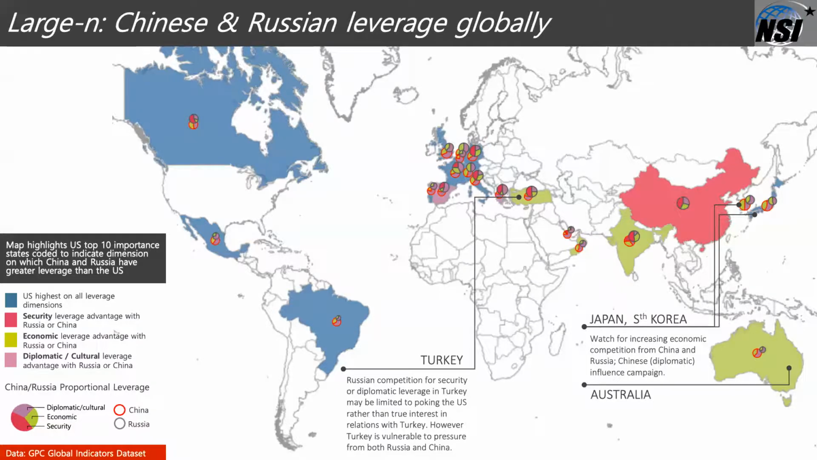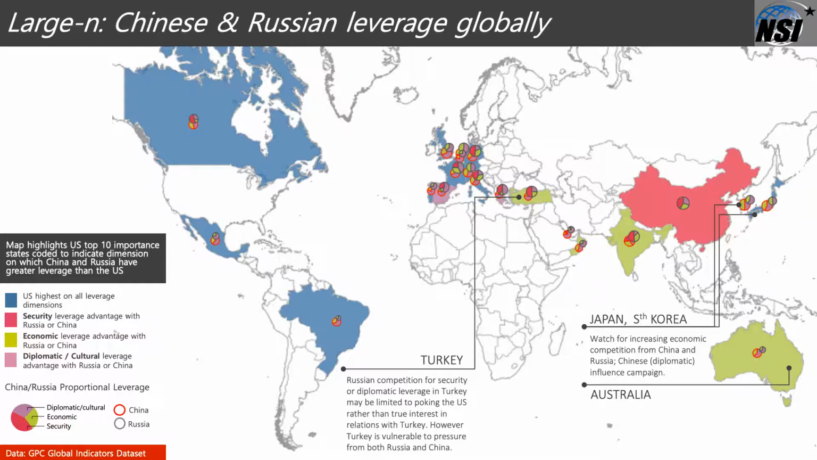Finally, China's economic and diplomatic cultural leverage over close US allies in the Asia-Pacific reflects the wider pattern of dual dependency that challenges US interests in strengthening its alliances and partnerships that we discussed in the THAAD example with South Korea.